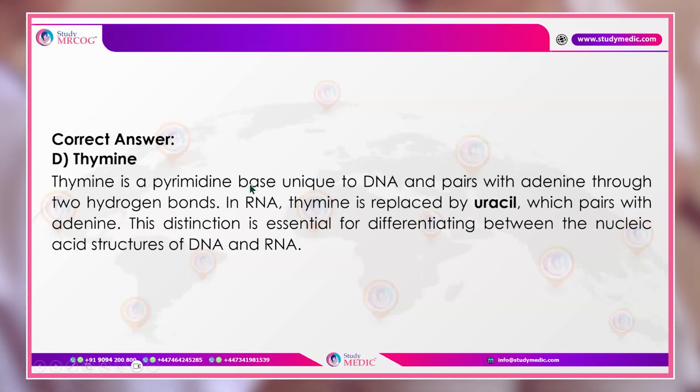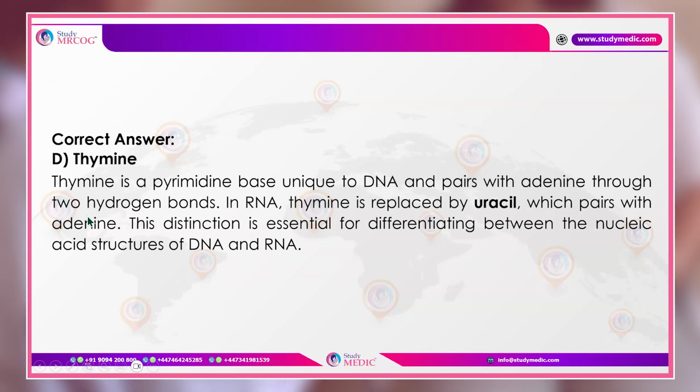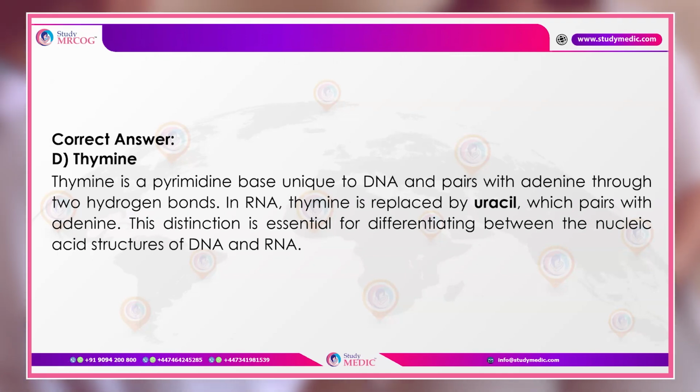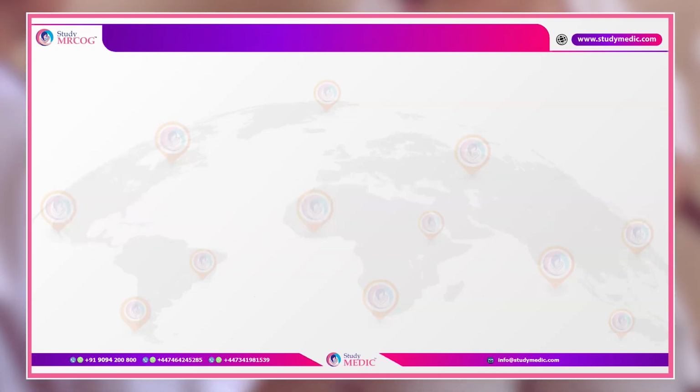Thymine is a pyrimidine base unique to DNA, and it pairs with adenine through two hydrogen bonds. In RNA, thymine is replaced by uracil, which pairs with adenine. So this distinction is essential for differentiating between nucleic acids, that is DNA and RNA. So that was about the question. Next question we will see.